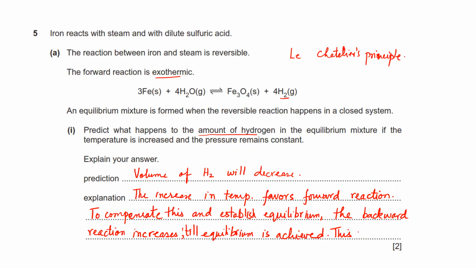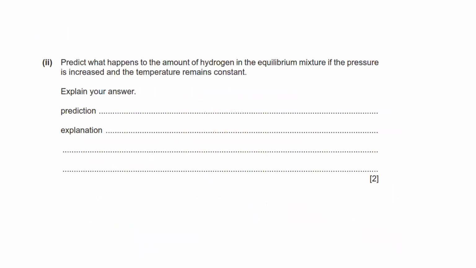This decreases the volume of hydrogen. Okay, so this is how it will go. So next part, it says predict what happens to the amount of hydrogen in the equilibrium mixture if the pressure is increased and the temperature remains constant.